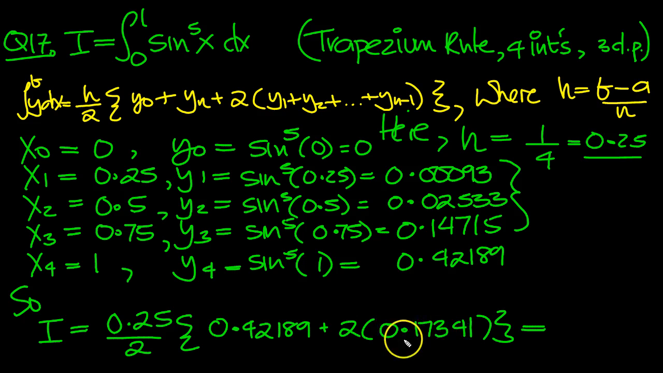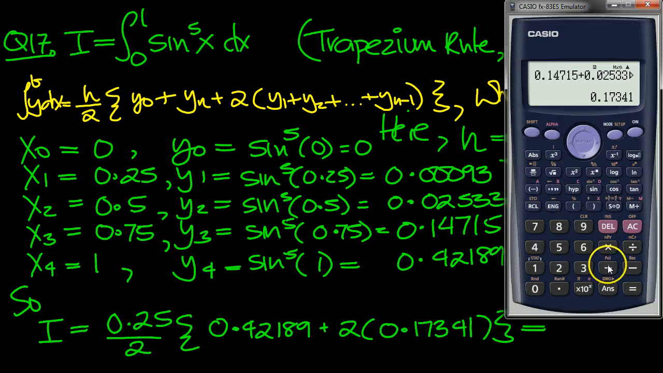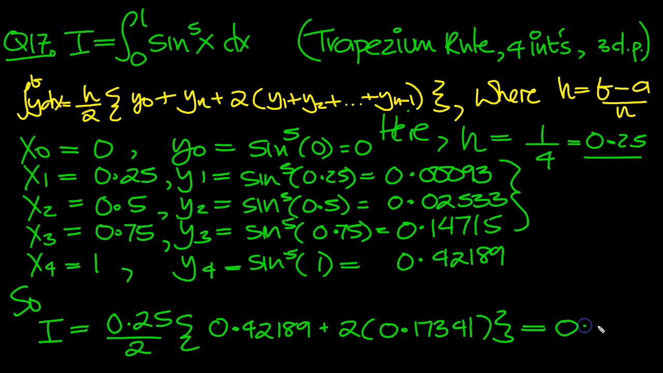There we go. 2 times this number then. So times that by 2. You get the number here, plus this number. You get the total for the bracket. Times it by 0.25 over 2, which is 0.125. So let's just times that then by 0.125. And there's the answer. To 3dp we've got 0.096. And that was to 3dp.